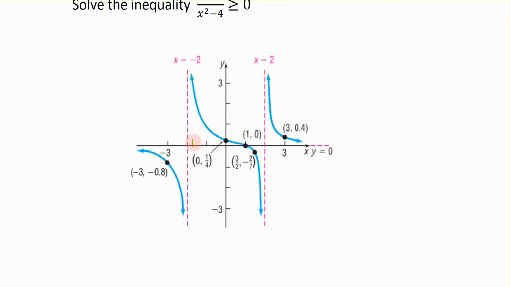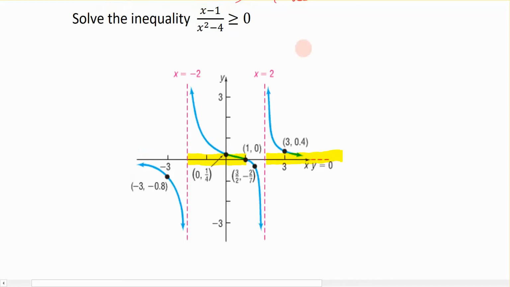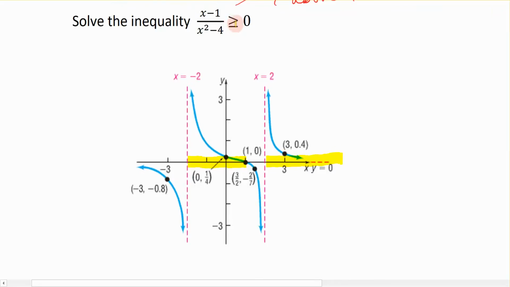Let me get my highlighter out. I'm above the x-axis between, what would that be, -2 and 1. And then I drop below. And then right here I pick up again at +2 all the way to infinity, it looks like. Now, because my inequality symbol allows me to be equal to the x-axis, I can go ahead and include my x-intercept.